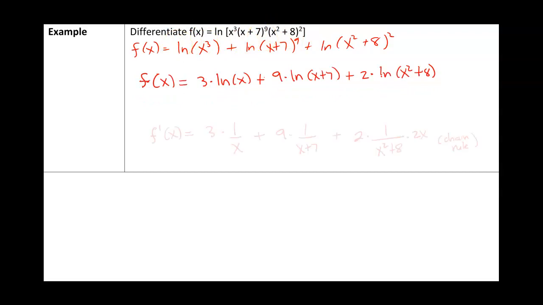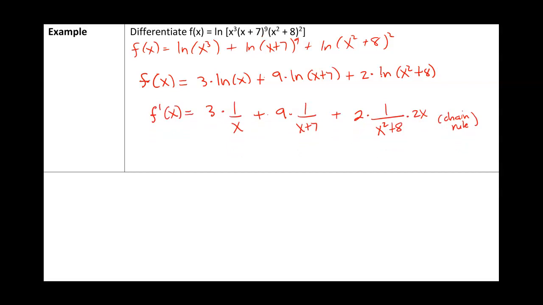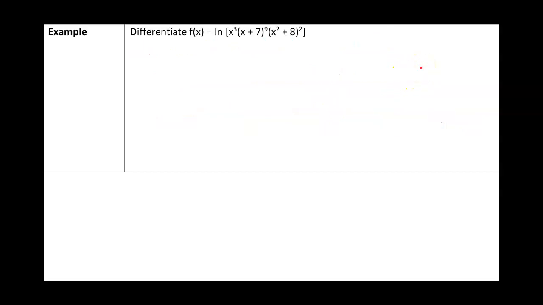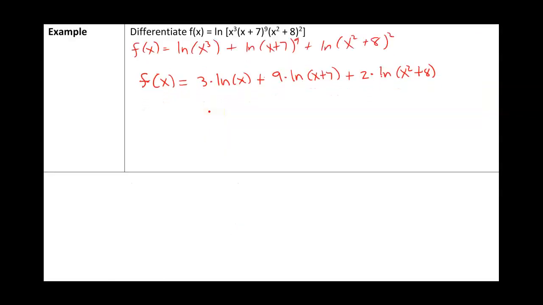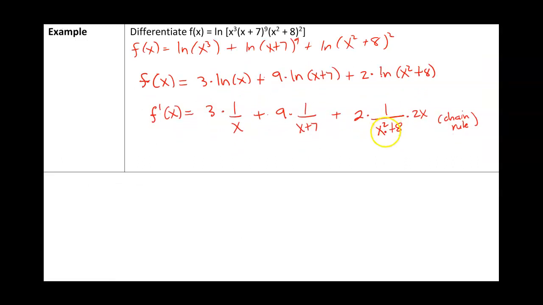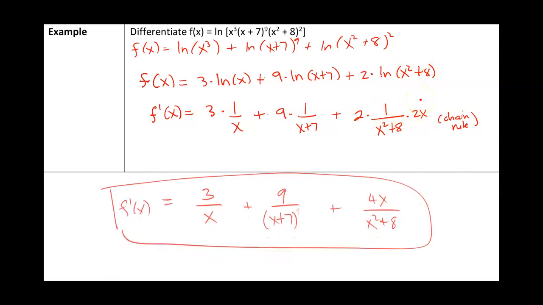So now we can take the derivative. f prime of x is going to be 3 times 1 over x. Remember, the natural log of x is just 1 over x. The natural log of x plus 7 is just 1 over x plus 7, and then we take the derivative of x plus 7, but that's just equal to 1, so we don't have to write the 1. And then the derivative of natural log of x squared plus 8, according to this formula over here, is 1 over u times u prime. So our u term in this case is the x squared plus 8, so it'll be 1 over x squared plus 8. But whenever the parenthesis contains any other function than x, we have to take its derivative, which will be 2x by the chain rule. And then if you multiply 2 times 2x, that's going to give you 4x.